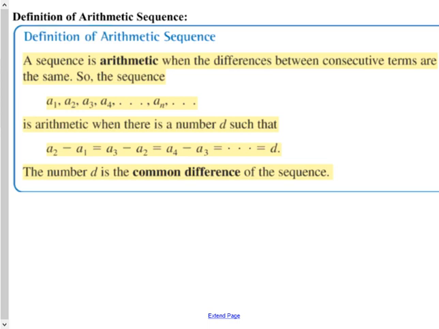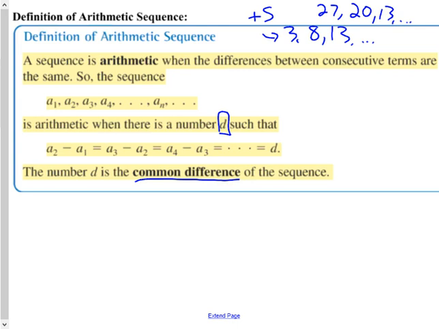So arithmetic sequences are sequences that jump by a specific number, like adding 5 to each term. So like 3, 8, 13, etc. would be like that, or maybe subtracting. So if we had maybe 27, 20, 13, that's a -7 pattern, right? Both of those would be arithmetic sequences. That number that we are jumping by is called D, standing for the common difference, okay?